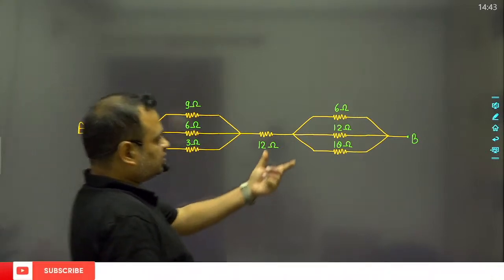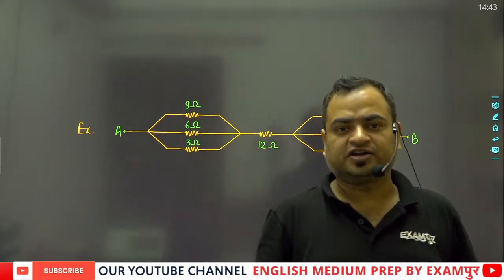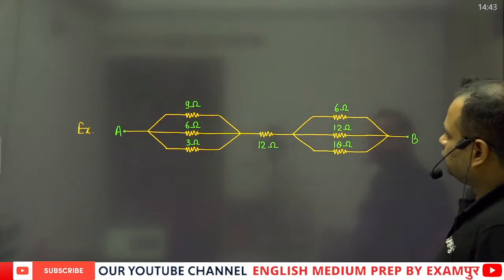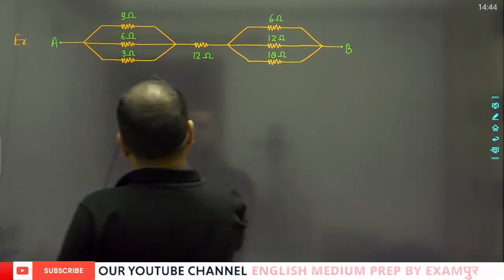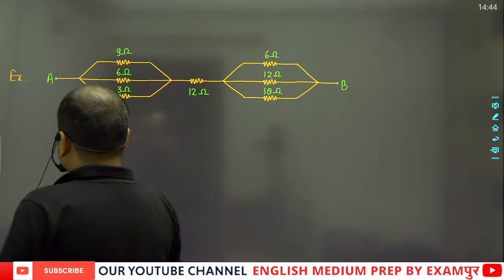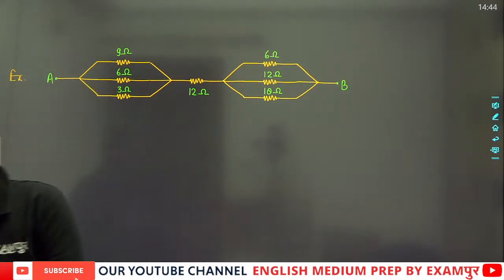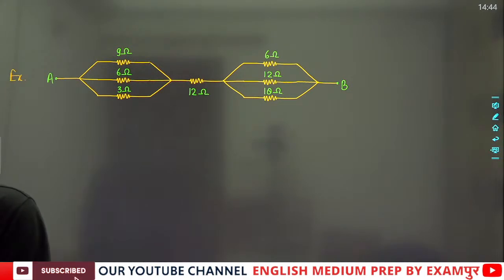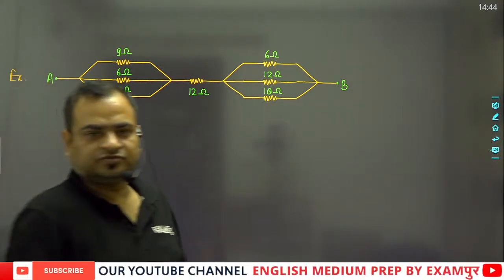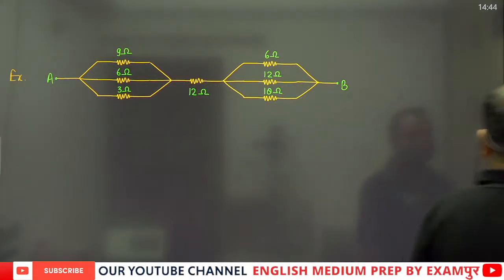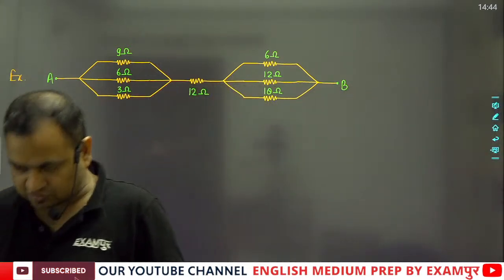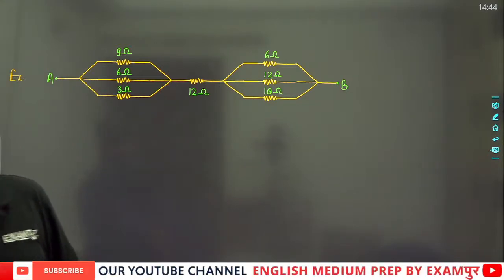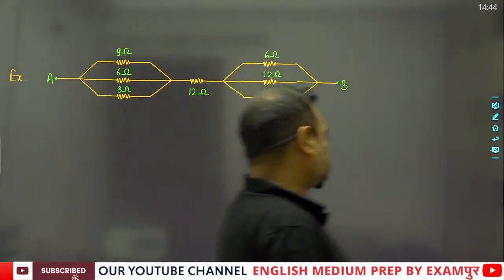Also tell me in which branch the current will be maximum. And here, in which branch will the current be maximum? So what will be the correct answer? Please tell me, how can we solve this question? This is a very good question actually.